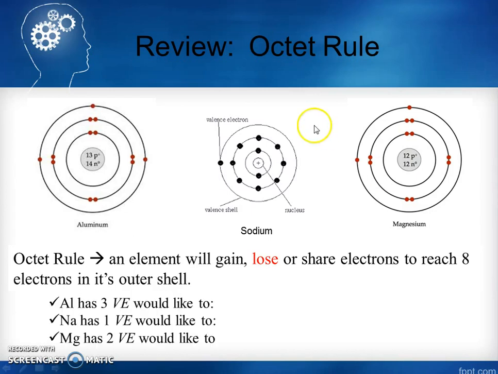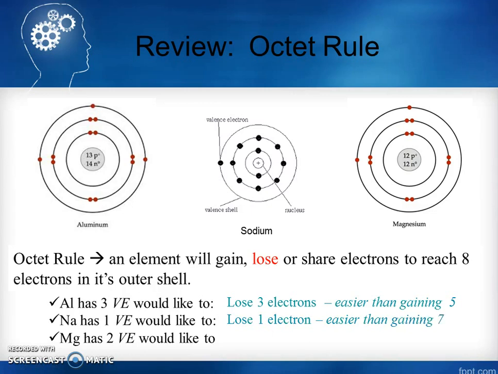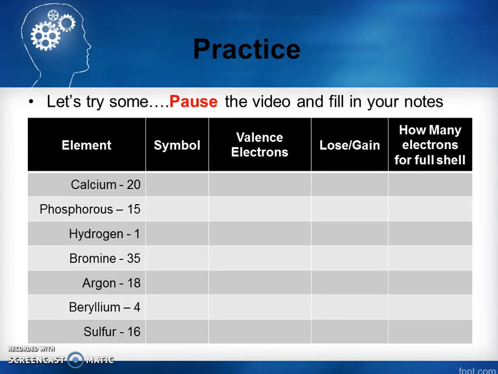So aluminum, 3 valence electrons. Therefore, it wants to lose those 3. Now sodium has 1 valence electron, so it wants to lose that to get down to the level below. So it's stable, and again, that's easier than losing 7. Magnesium, on the other hand, has 2 valence electrons. It wants to lose those 2, which is easier than gaining 6.